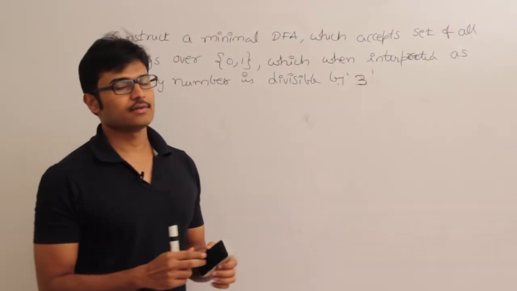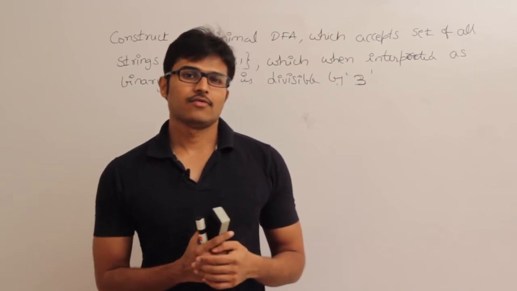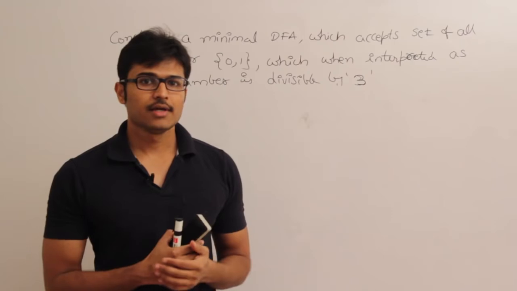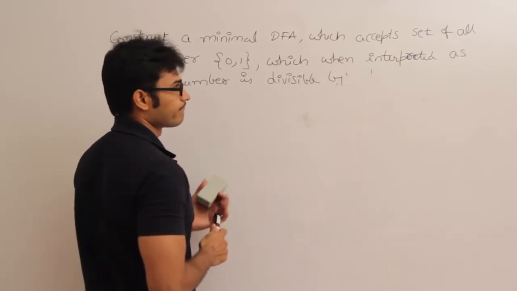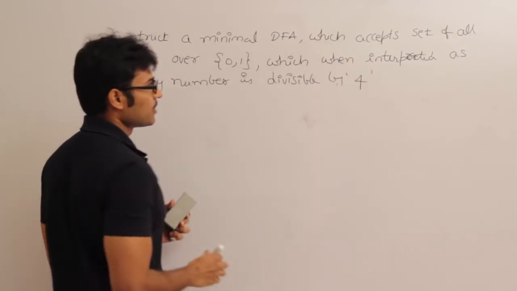Now let us extend the previous problem a bit. We have seen binary numbers which have to be divisible by 3. Now I can even say 4. The number has to be divisible by 4.